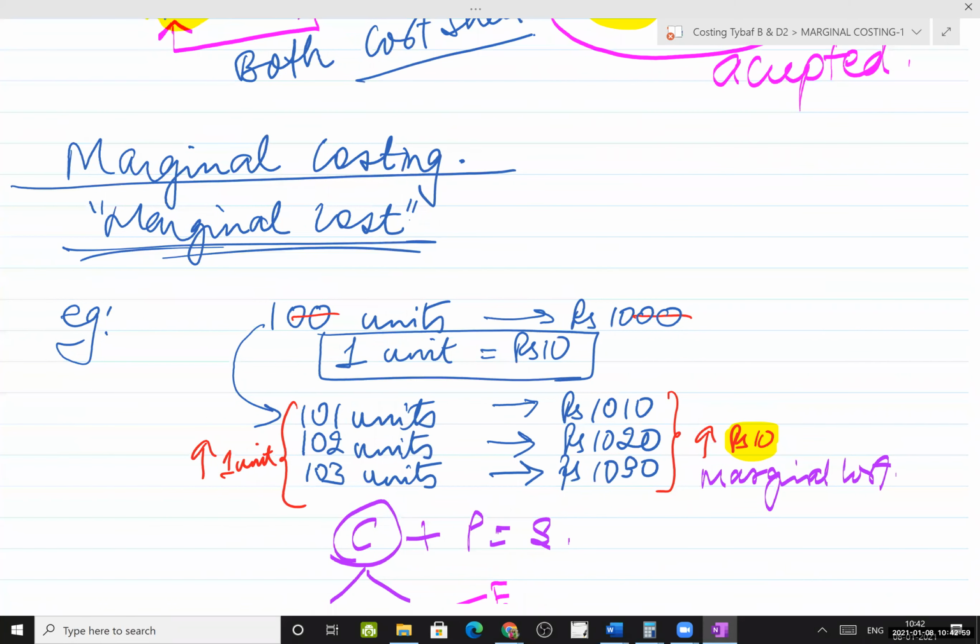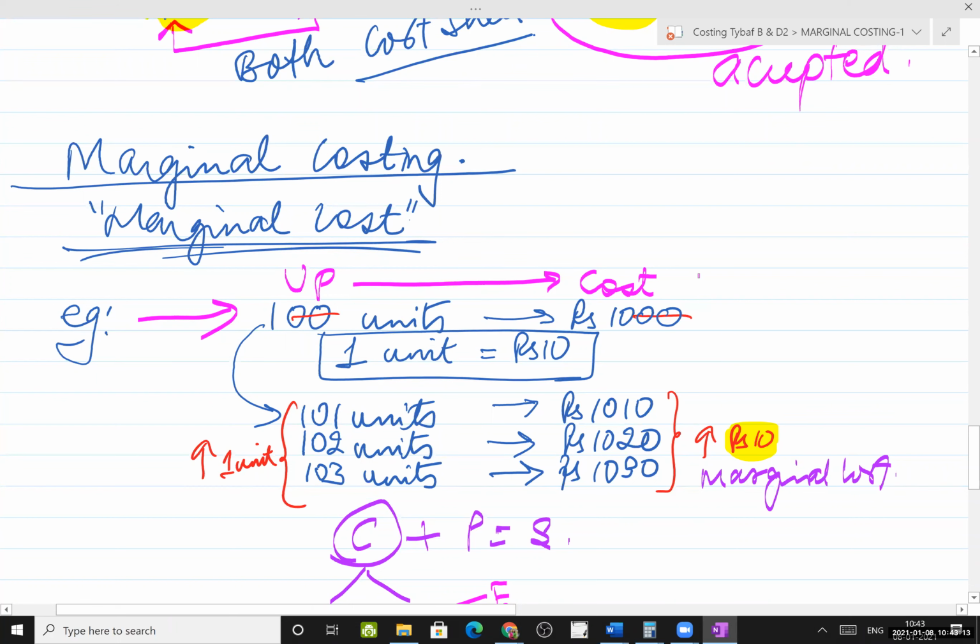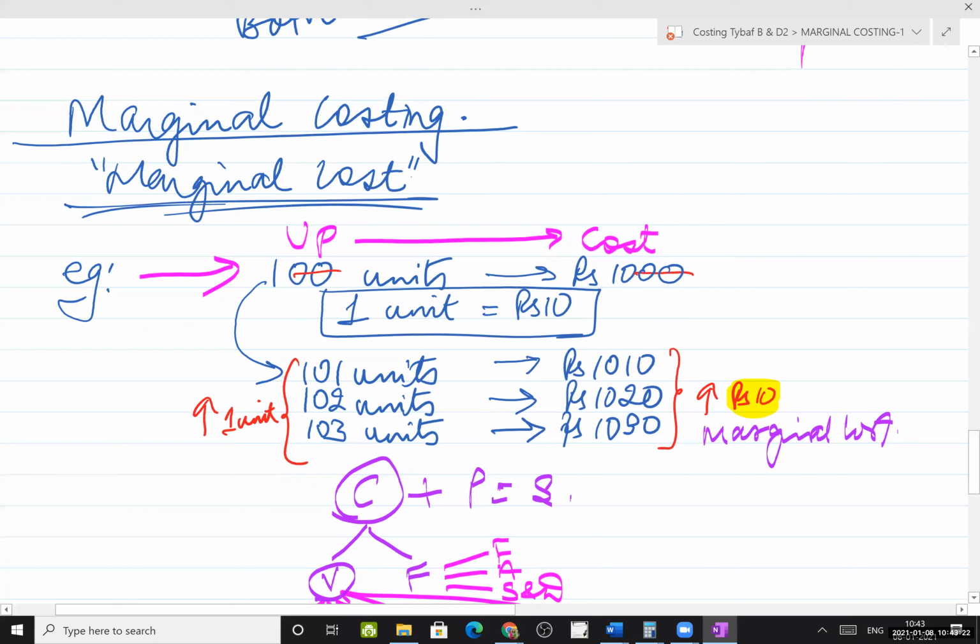Now see this. I've given this example which says that if I'm producing 100 units, I'm incurring a cost of rupees 1000. Okay? So my 1 unit comes to 10 rupees, 1000 divided by 100 comes to 10 rupees. ठीक है, मतलब मेरा एक यूनिट का 10 रुपया है. तो अगर मैं 100 यूनिट से 101 यूनिट्स प्रोड्यूस करूंगी तो मेरा 10 रुपये और बढ़ जाएगा कॉस्ट में, 1010.